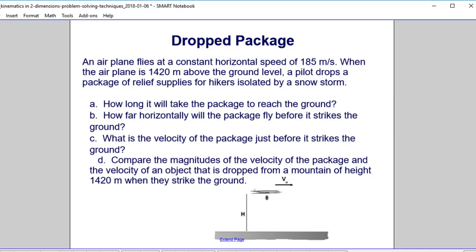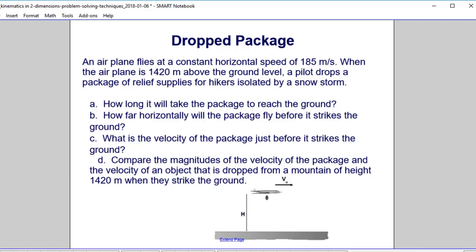An airplane flies at a constant horizontal speed of 185 meters per second. When the plane is 1420 meters above the ground level, a pilot drops a package of relief supplies for hikers who are isolated by a snowstorm. You really don't care about that part. We're just interested in the numbers, right?